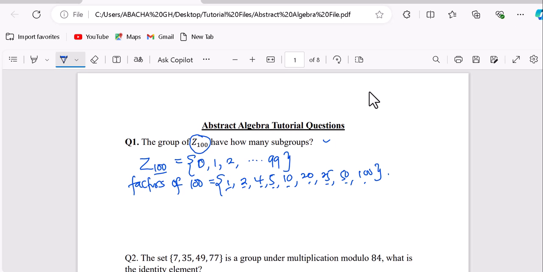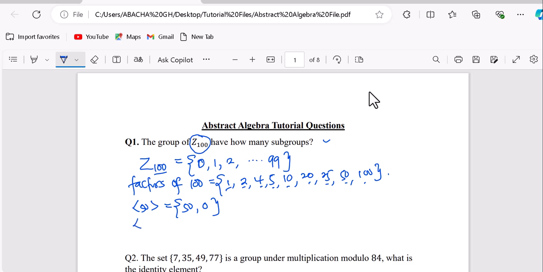For instance, if I take maybe the element 50 to form a group, and if I add 50 by itself modulo 100, that gives me 0. Yes, that gives me 0. So this one has only 2 elements.